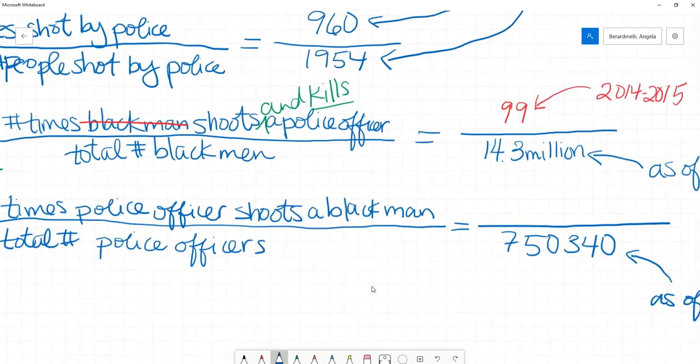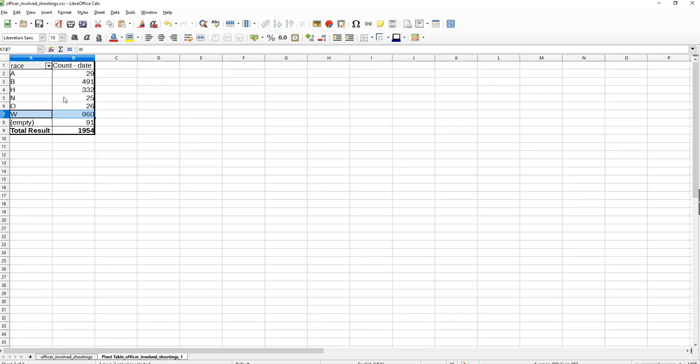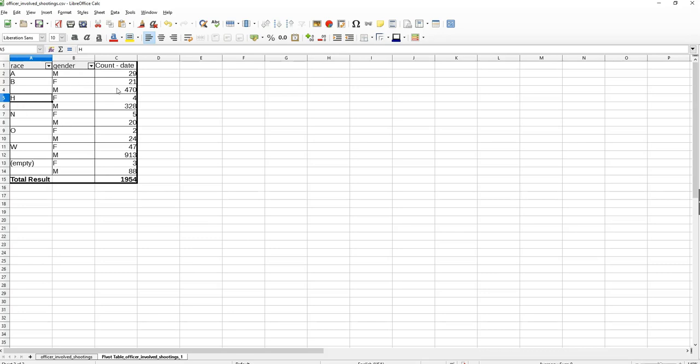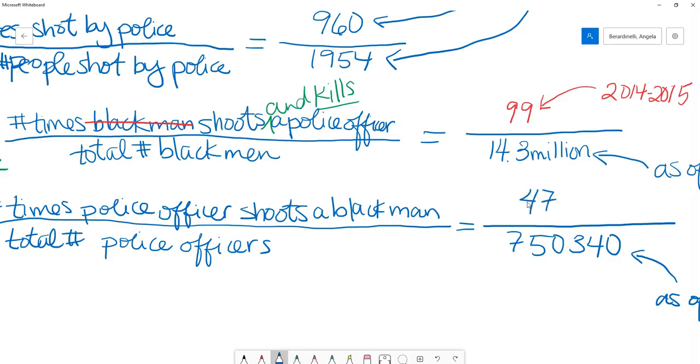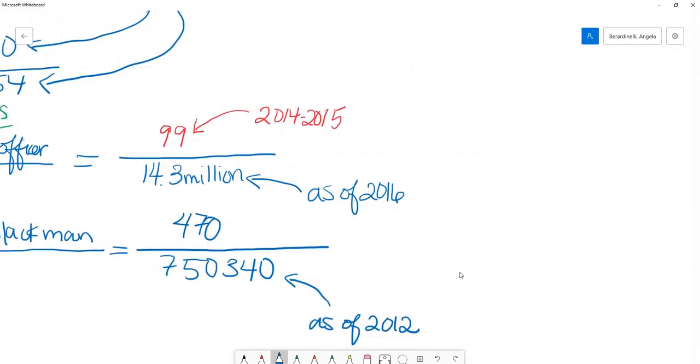To fill in our last spot, we want to know the number of police officers who shot black men. And so I don't want to just go by race. I also want to go by gender. And so that black men is 470 from this data set. So this is 470 from our 2015-2016 data.